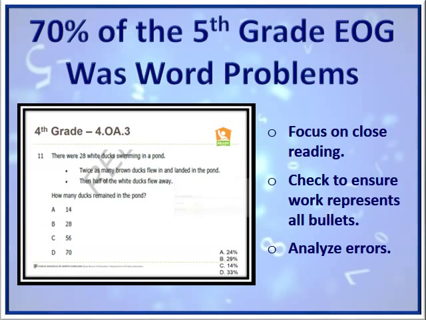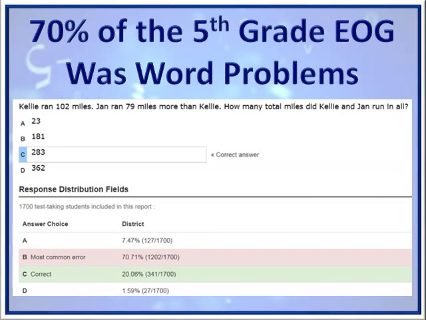Here's a couple more examples. Here's an example from the benchmark, the cumulative benchmark. And it's interesting because only 20% of the kids had this answer correct. 70% of the students in Cumberland County all chose the same wrong answer. And the reason they chose that same wrong answer is because they stopped after the first step when this was a 2-step problem. So having those conversations with kids could be really powerful.